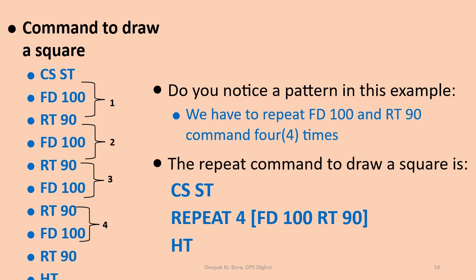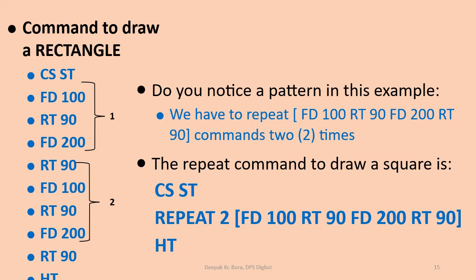If you write this repeat 4, FD 100, RT 90 in the input box, that is the commander input box, and press enter, you can see in the main screen or graphic window a square having FD, that is 100 steps, in all its sides.